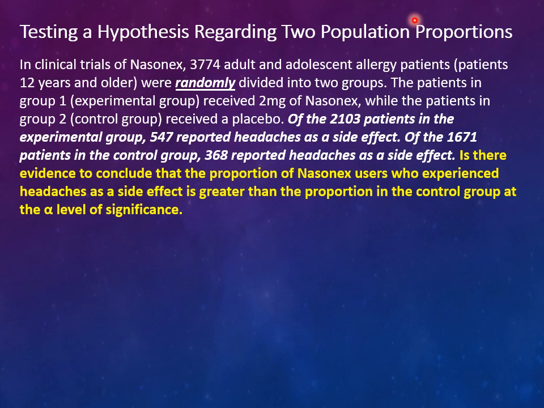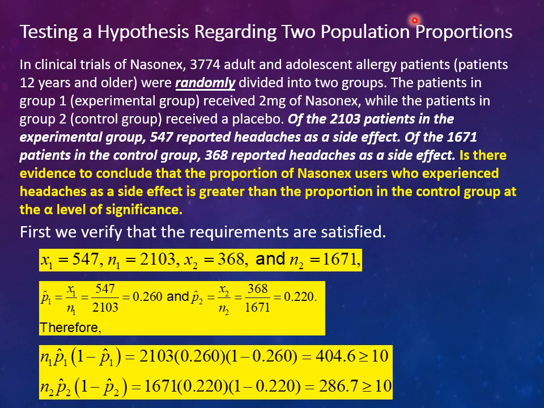Of the 2,103 patients in the experimental group, 547 reported headaches as a side effect. Of the 1,671 patients in the controlled group, 368 reported headaches as a side effect. What we're trying to find out is, is there evidence to conclude that the proportion of Nasonex users who experience headaches as a side effect is greater than the proportion in the control group at the alpha level of significance? So first we have to verify that the requirements are met.